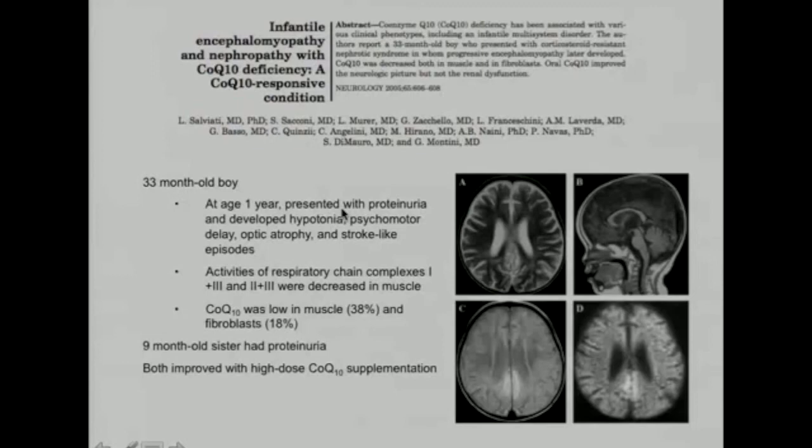Unfortunately, the older boy had renal failure and required a renal transplant. When he was given coenzyme Q10, he started regaining developmental milestones and he improved. And the younger girl's proteinuria improved, and she has not developed any neurological problems. So here's a treatable mitochondrial disease. They can't make CoQ10, so you can give them CoQ10, which is great.